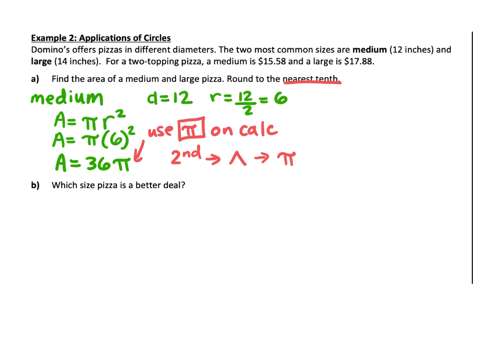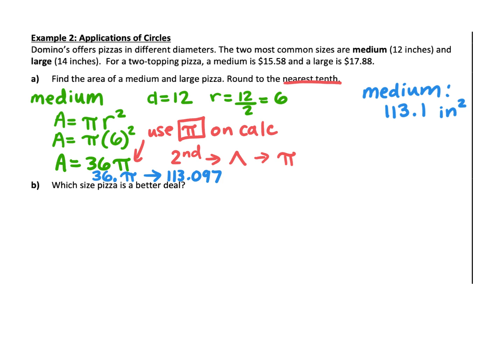So if you want to force your calculator to give you a decimal and it's still giving you the pi symbol, you can type 36 decimal point pi. When you do that, it'll give you a value of 113.097. So that means the medium pizza, if I round it to the nearest tenth, has an area of 113.1 square inches. Now let's go ahead and do the same thing for the large pizza.